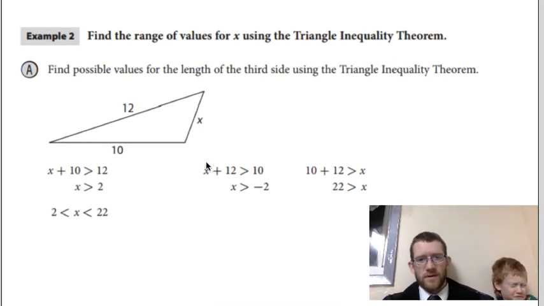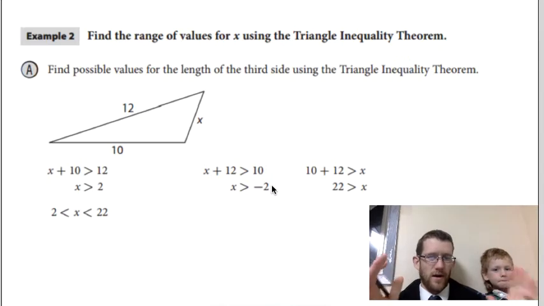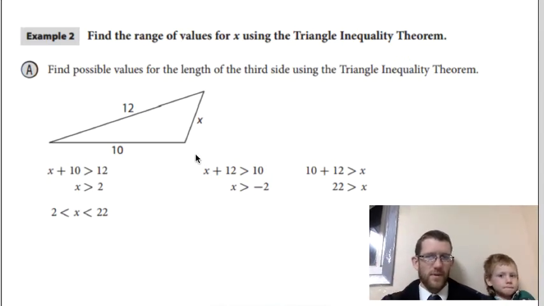The x plus 12 is greater than 10 one is a little weird, because when we subtract 12 from both sides, we get x has to be greater than negative 2. Obviously, all sides are going to be positive values, so x has to be greater than 0 at the very least.